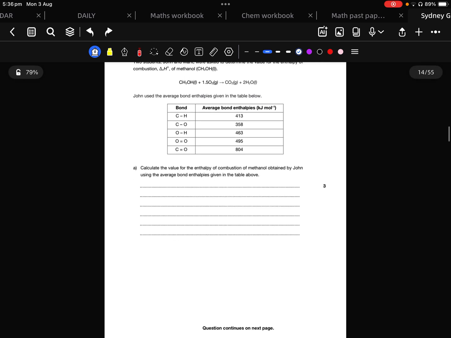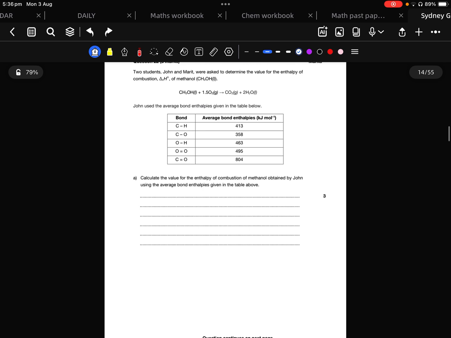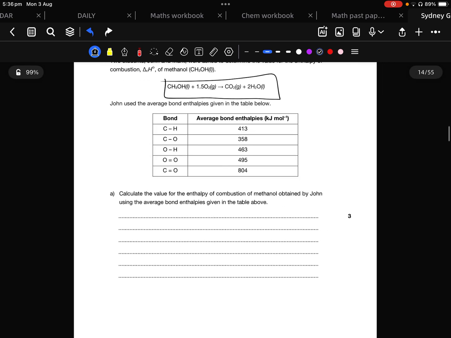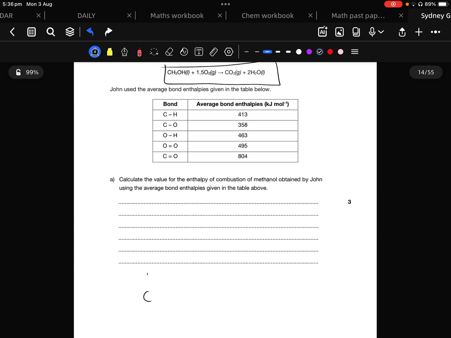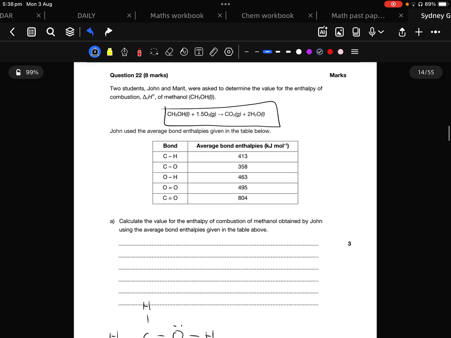So firstly, in order to know what bonds we need to use, we got to draw out the structure of this equation. So we know carbon has 4 bonds, and there's 3 hydrogens near it, and there's oxygen, and there's another hydrogen. So that's methanol.